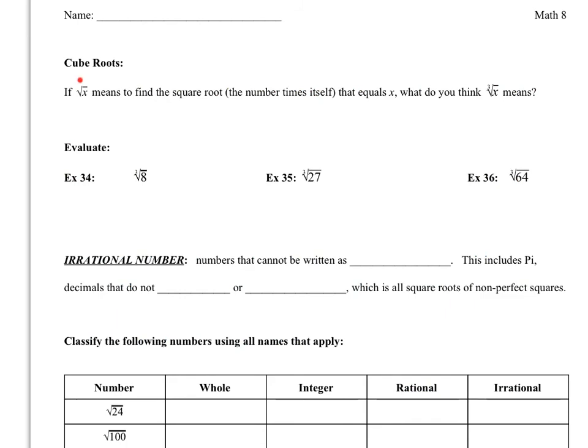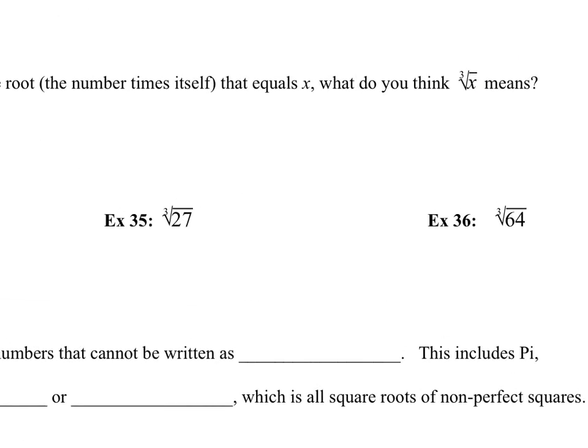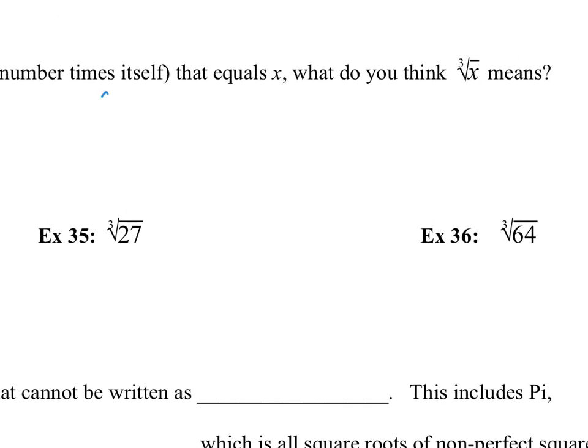So this symbol, square root, means to find the number times itself that equals x. This symbol is a little bit different. You'll see that it has a 3 in there, and what that means is cube root. Instead of the square root, where you can see that you have 2 factors, a cube root just means you're going to have 3 factors. So you're looking for something times itself 3 times.